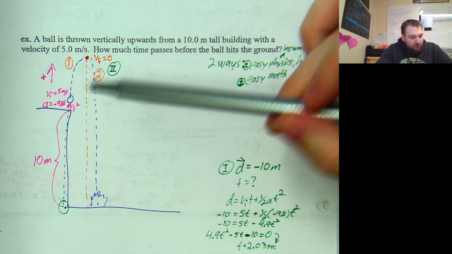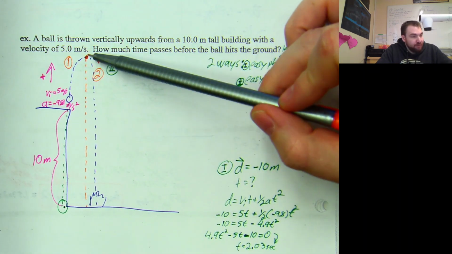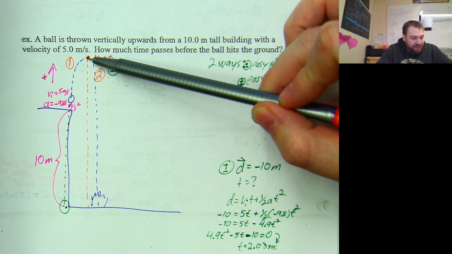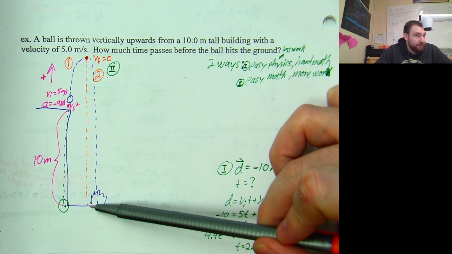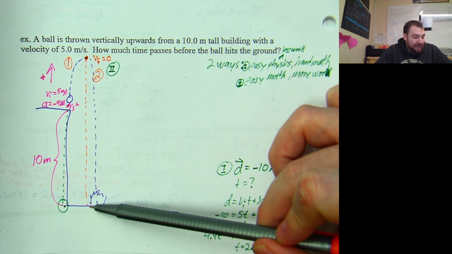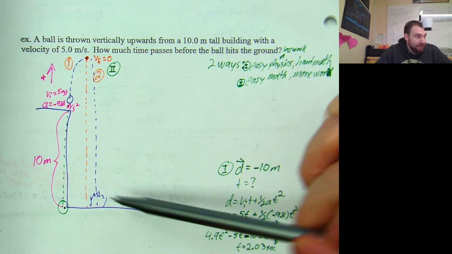We're going to find out how long it takes the ball to go from here to here, and then how long it takes the ball to go from here to the bottom. We break it up into two separate parts. Then we're going to find these two times and add them together.